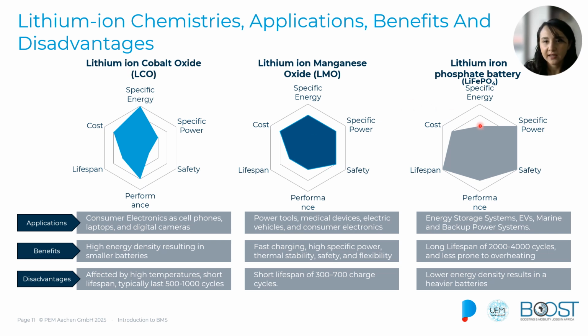Then we have the LFP battery cell. The LFP is very commonly used in energy storage systems and also in some EVs. It is known for having a very long lifespan, as you can see over here, and it also has excellent safety capabilities. However, this comes with the trade-off of having lower energy density than its counterparts. So these are the first three. Let's move to the following three.